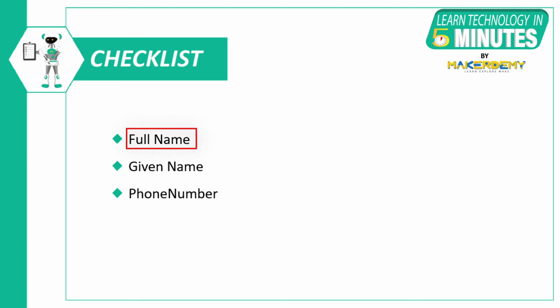Now, let us look at the information that you can access using the Person Profile API. Full name of the voice profile. Given name, the first name of the voice profile. Phone number, mobile number linked to the voice profile.